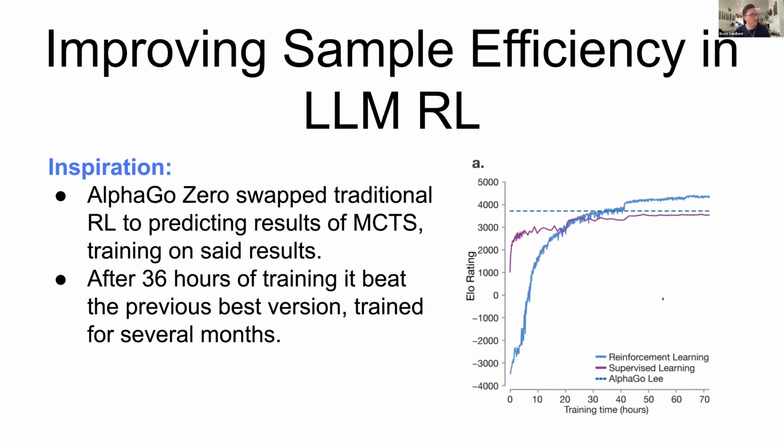Okay, so here's the inspiration. Those of you who are familiar with the literature know that AlphaGo Zero, in comparison to the previous versions of AlphaGo, swapped traditional reinforcement learning to instead try to predict the results of Monte Carlo tree search, and was trained in tandem with Monte Carlo tree search on said results. The brilliance of this is that we went from a version that took several months to train to, in 36 hours, the new reinforcement version surpassing it. So we get a pretty insane speed boost by doing this.